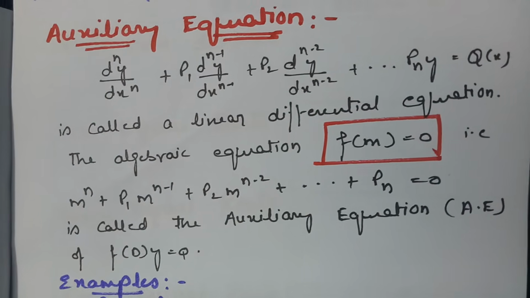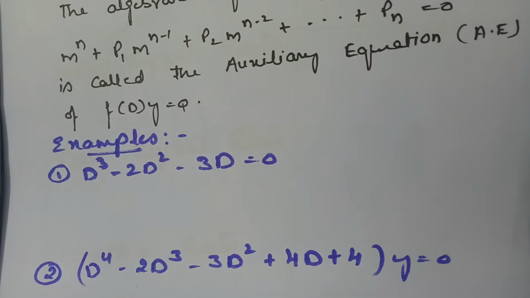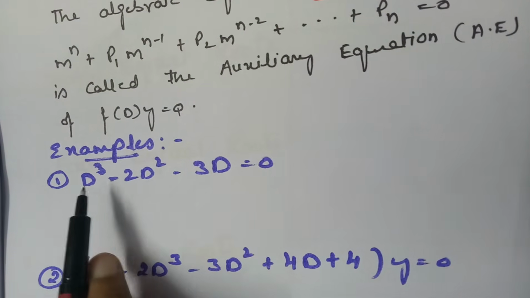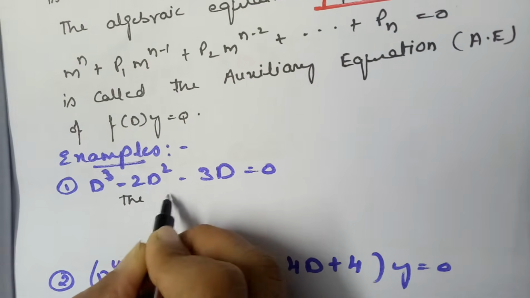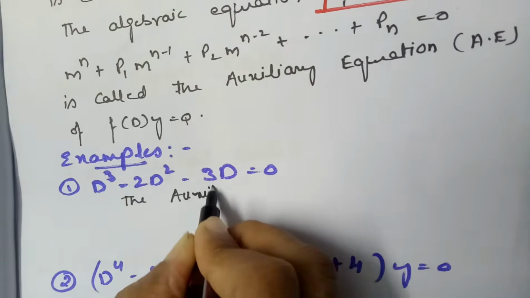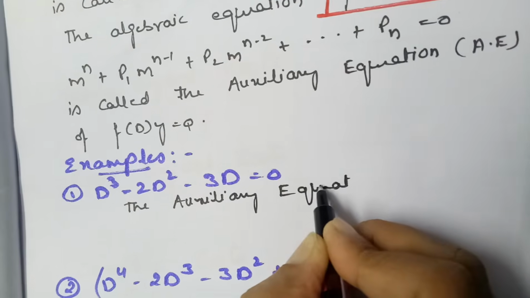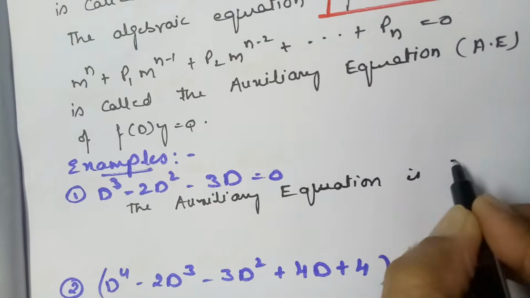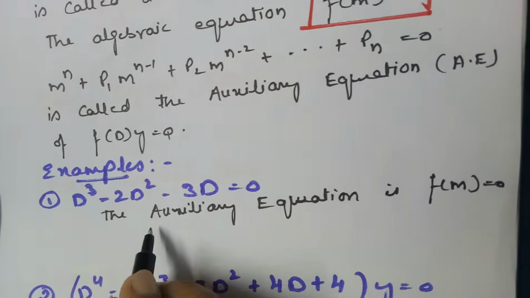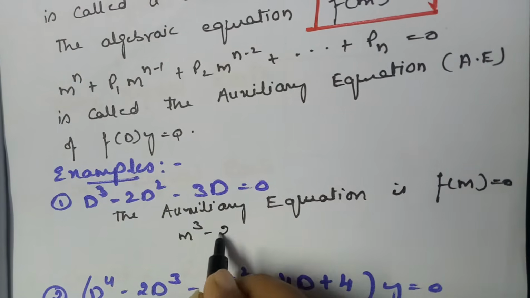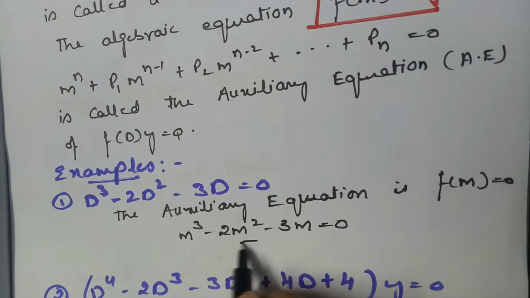So this is an auxiliary equation. How to find an auxiliary equation? Here is an example. If the question is like that, it is a linear differential equation of order 3. It is very clear. So how am I finding the auxiliary equation? The auxiliary equation is f of m is equal to 0. So in place of D I am writing m. So it will become m cube minus 2m square minus 3m is equal to 0. So this is the auxiliary equation.